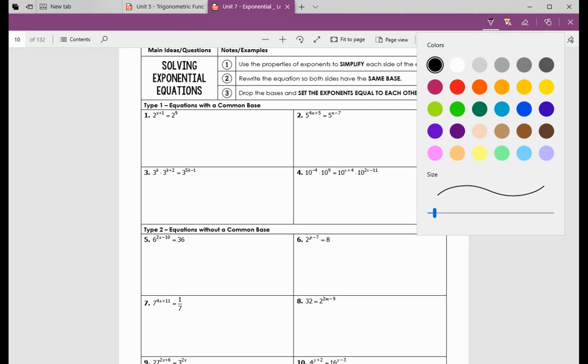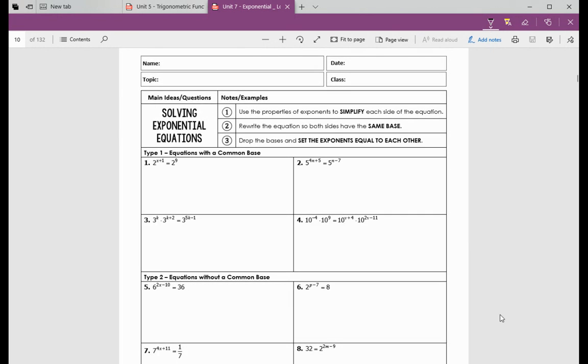Okay, so we're going to solve exponential equations today. And this one can be a little bit tricky, but it's not terribly bad. So what we're going to do is use properties of exponents to simplify each side. We're going to rewrite the equation so both sides have the same base. Then we're going to drop those bases, set the exponents equal to each other, and solve those.